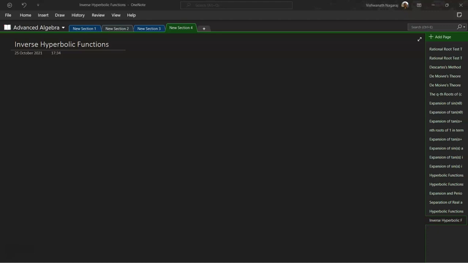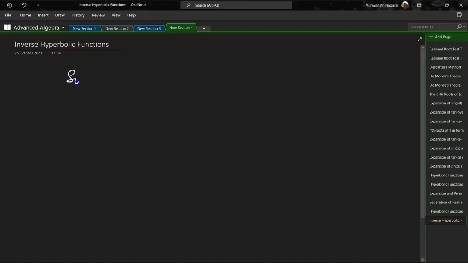Inverse hyperbolic functions. Okay, let's try to understand what these are. Before that, let's look at our circular inverse functions. So we know if sine x is equal to y, then x is equal to sine inverse of y, and we have commonly used this very often.